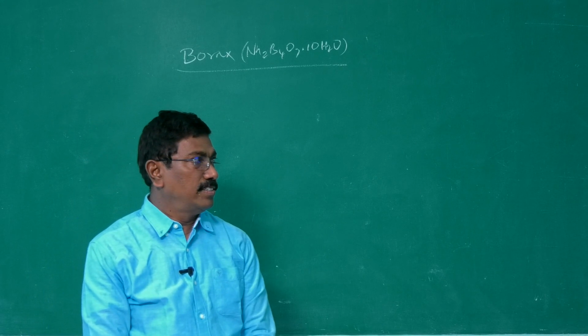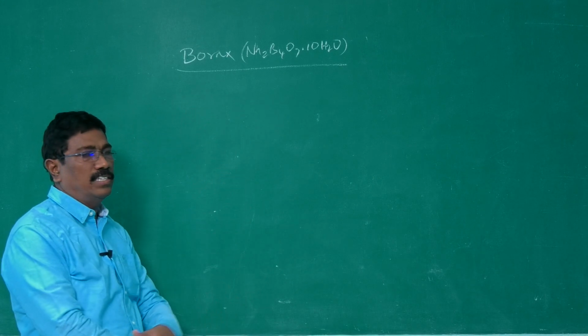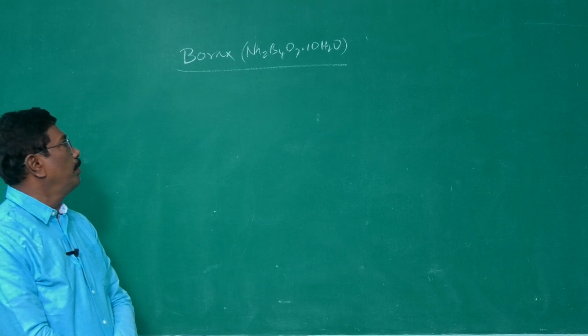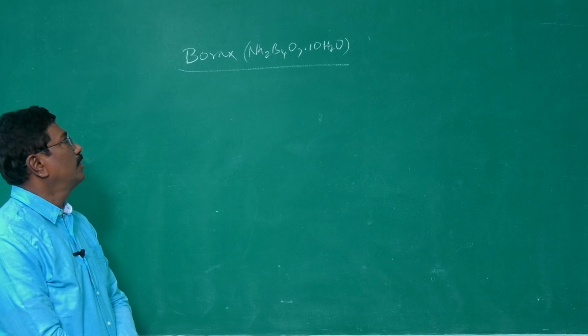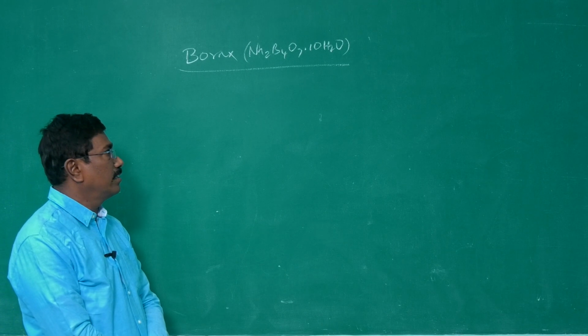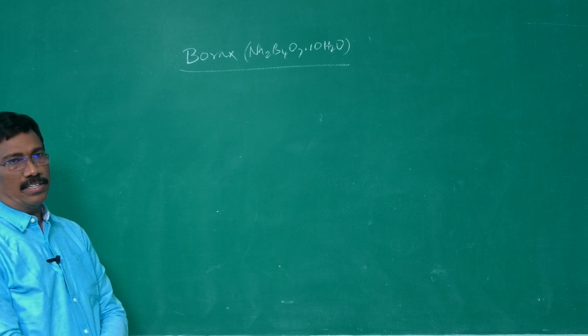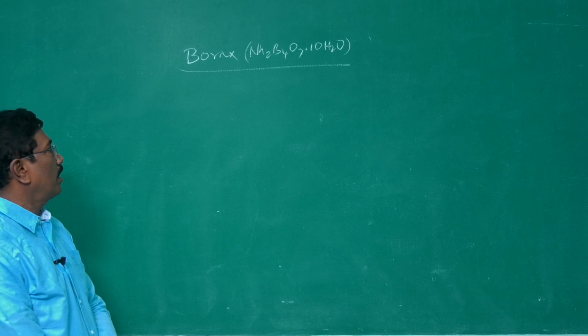Dear students, in this session we are going to see about borax. It is Na2B4O7·10H2O, with 10 molecules of water as water of hydration. It can be considered as the sodium salt of tetraboric acid. How to prepare this borax?